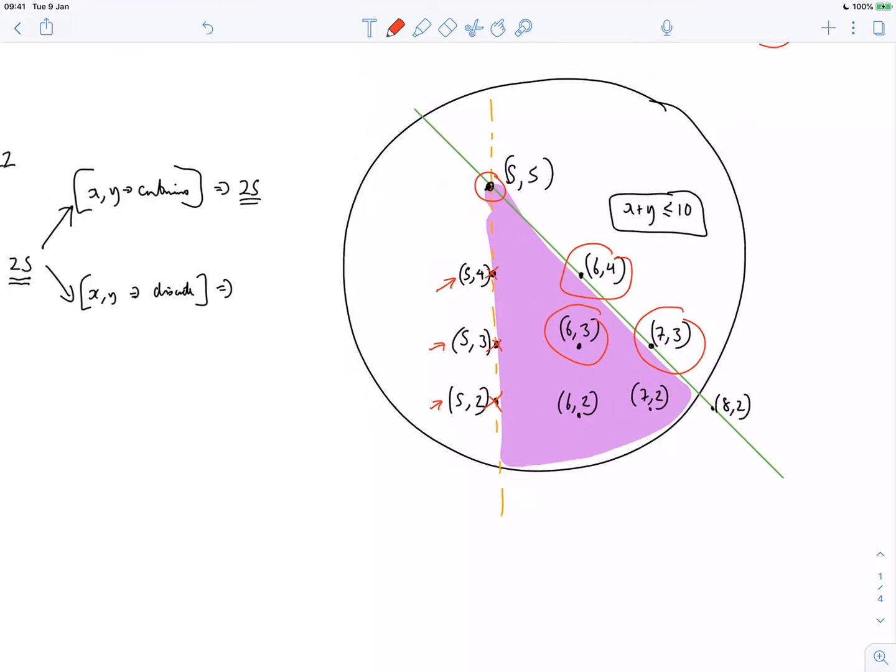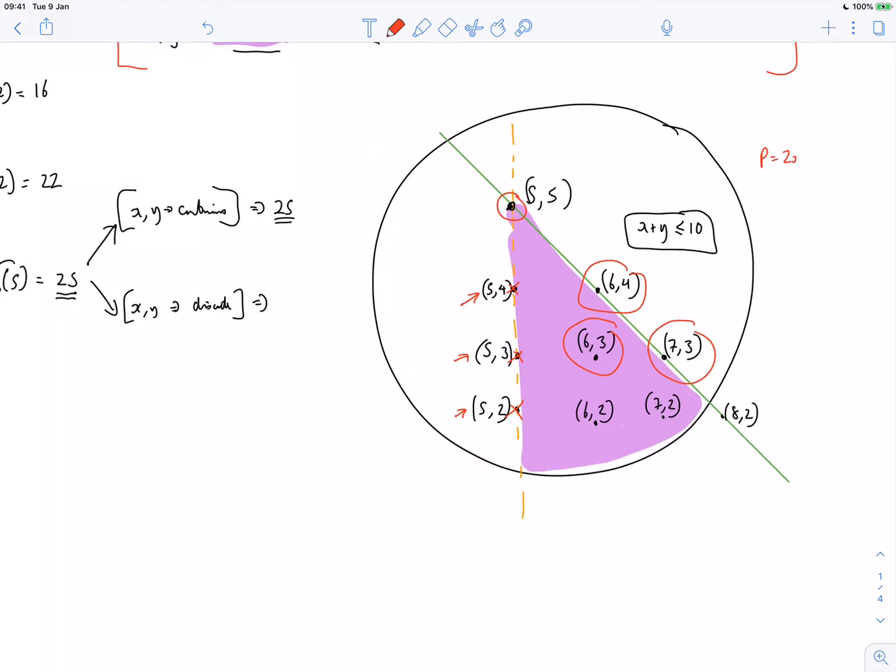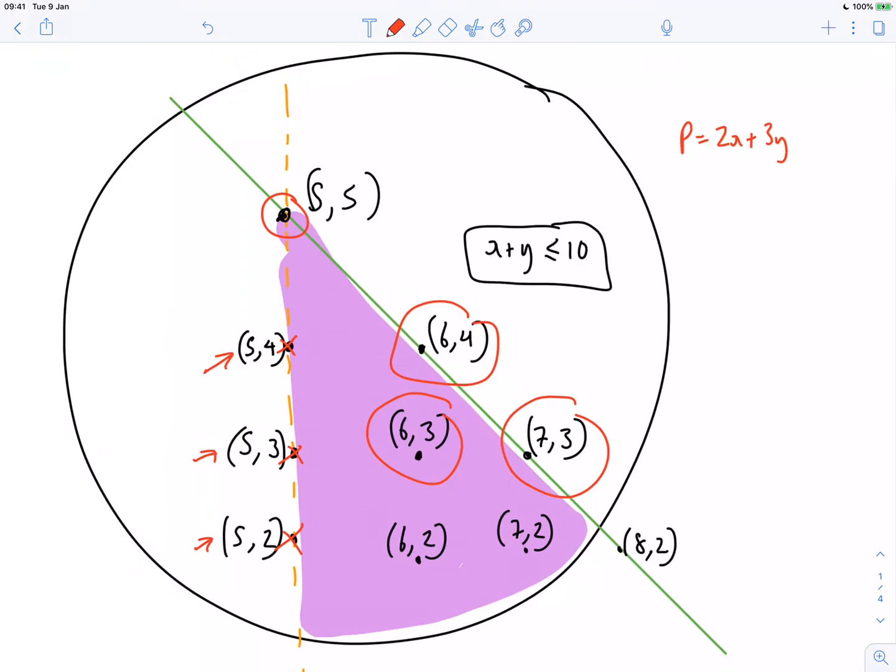Well, it's pretty obvious now that if we're trying to maximize p equals 2x plus 3y, for the top one, I'm going to have 2 lots of 6, which is 12, plus 3 lots of 4, which is another 12, so that's 24. For this one here, I'm going to have 3 less than that, which is 21, because 3 lots of 3 is 9, plus 2 lots of 6 is 12. And over here, the last one we need to check, I've got 2 lots of 7, which is 14, plus 3 lots of 3 is 9, so 14 plus 9 is 23. So in actual fact, the maximum value of p is 24 when we're taking over the integers.